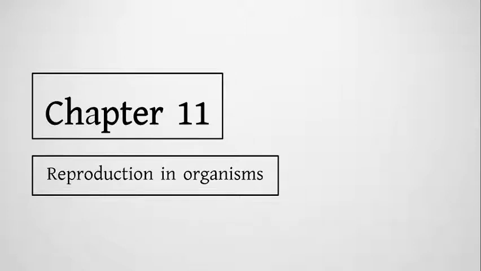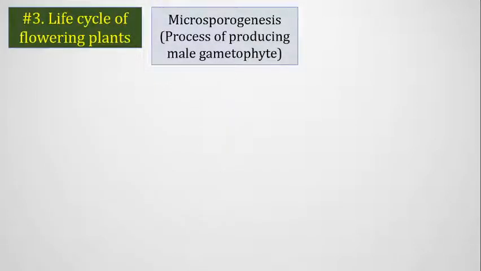Today inshallah we will discuss two phenomena called microsporogenesis and megasporogenesis. That means the production of the male gametophyte and the production of the female gametophyte inside the flower. How these gametes are produced is called microsporogenesis and megasporogenesis. And inshallah we will also discuss the fertilization process in plants to some extent.